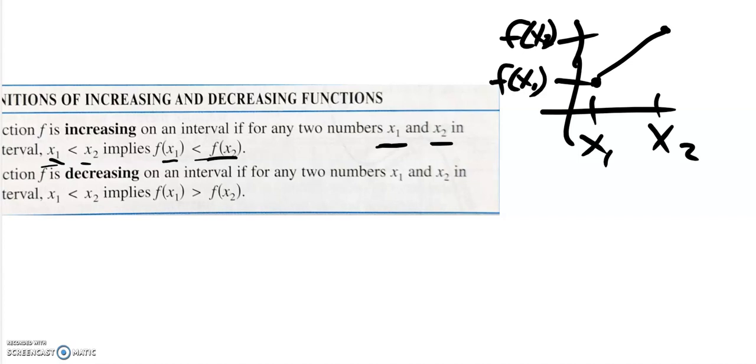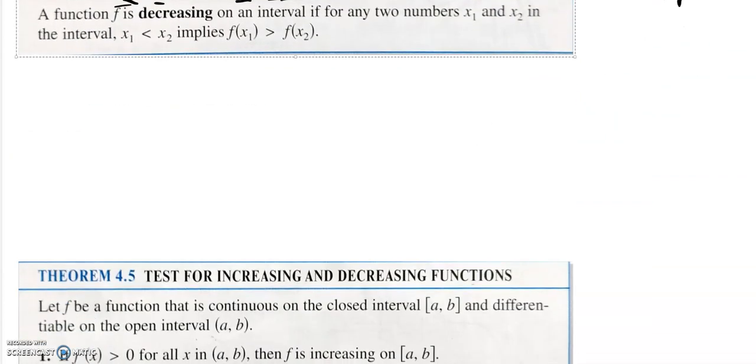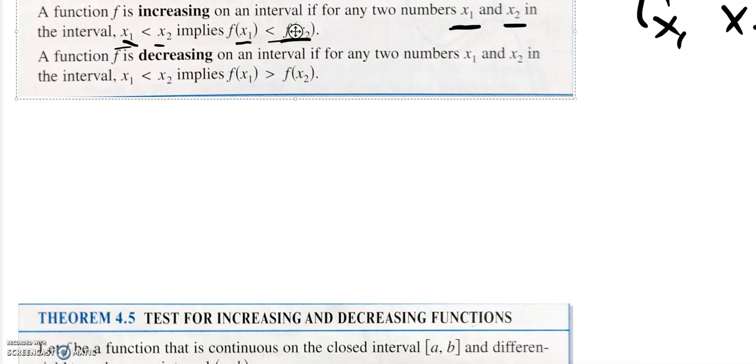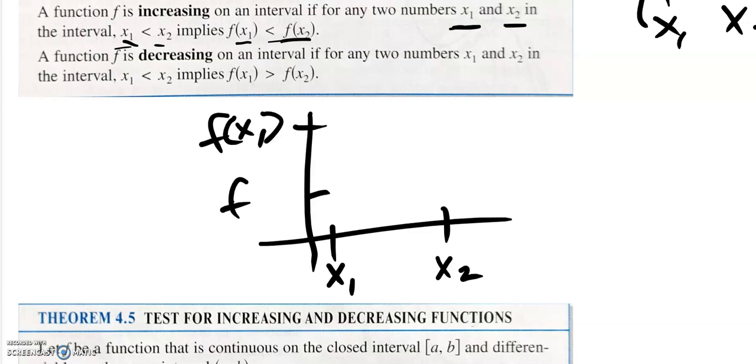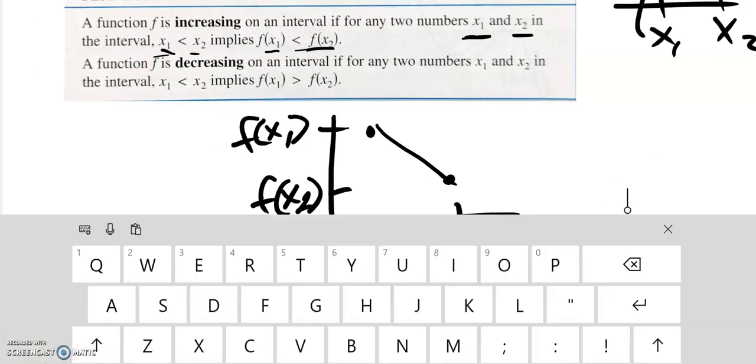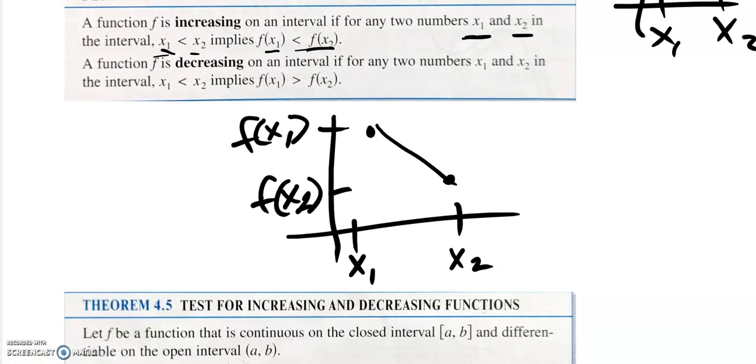It's going up. And the second one says that it's decreasing if the opposite's true. So you still have x sub 1 and x sub 2, but now if you look at f of x sub 1, it's bigger than f of x sub 2. Those are your y values. That means it's decreasing on that interval. So that's all that says, right? It's a simple idea, just putting it into a definition.